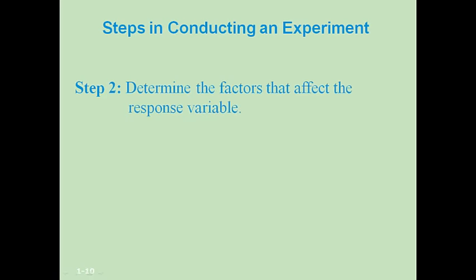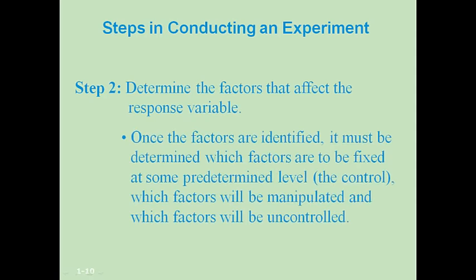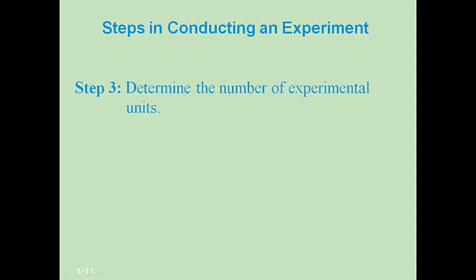Step 2, we want to determine the factors that affect the response variable. Once those factors are identified, it must be determined which factors are to be fixed at some predetermined level. This is the control. Which factors will be manipulated and which factors will be uncontrolled. Step 3, we want to determine the number of experimental units. As a general rule, choose as many experimental units as time and money allow. There are techniques that exist for determining sample size, provided certain information is available.